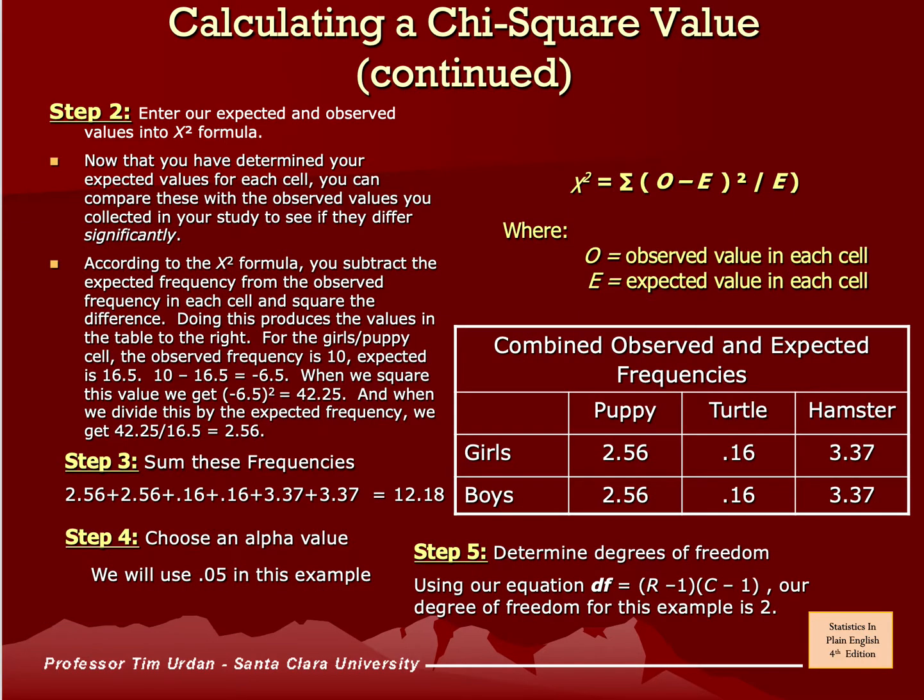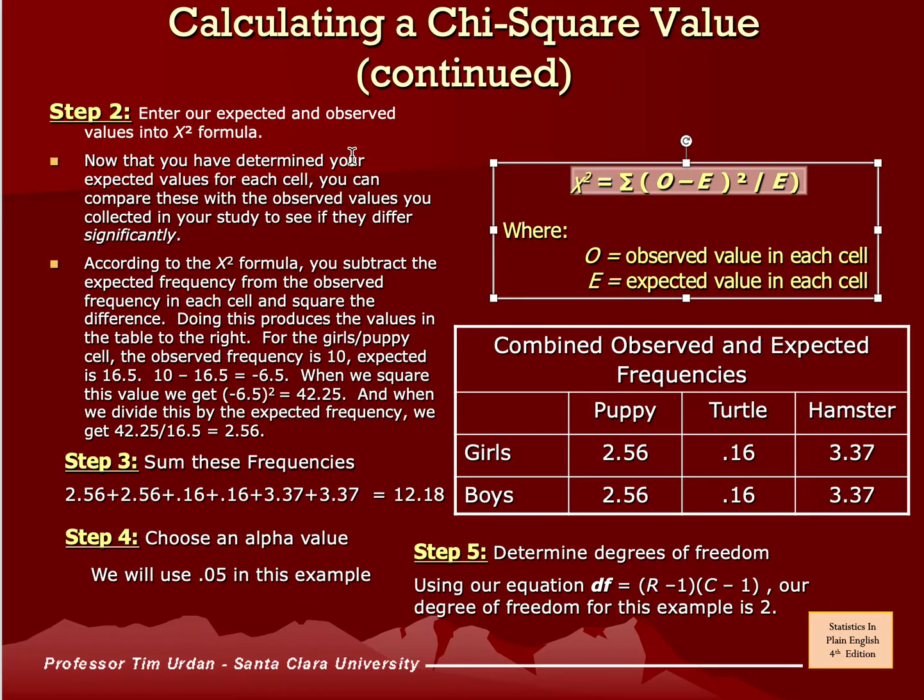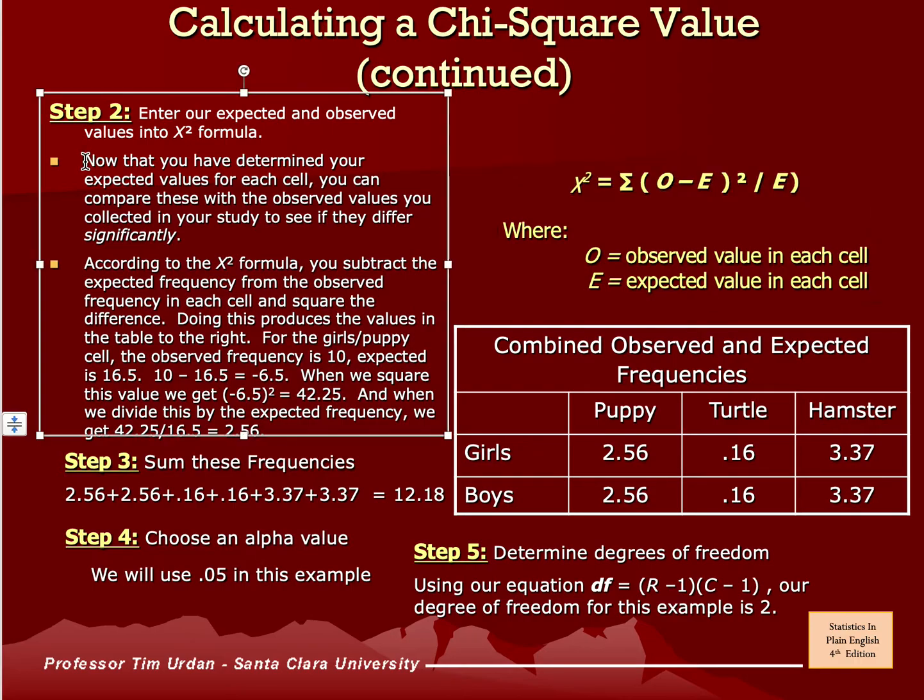Once I have all of those expected values done, I'm going to have to do another calculation with them. So I'm going to enter those expected values and observed values into the formula. Expected values is going to be E, observed values is going to be O. Again, Excel is going to do this formula for us, but we still need to understand where we get the numbers to plug in. So now that we've gotten those numbers, we're going to compare these with the values collected in my study to see if they're significantly different.